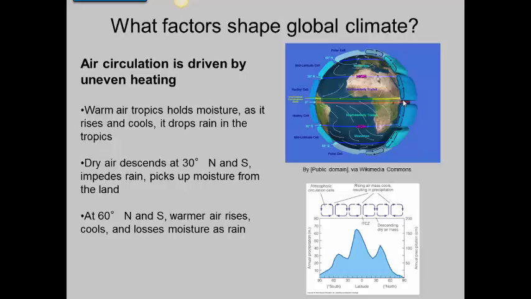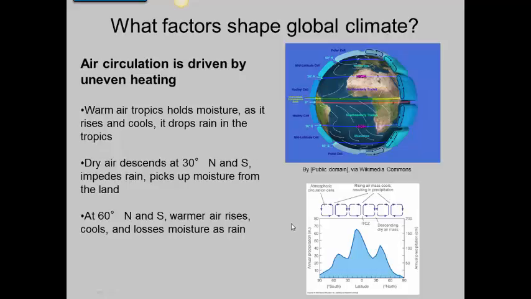So the upper parts of the atmosphere, at least the lower part of the atmosphere where we live, the troposphere, are cooler. And cold air can't hold as much moisture as warm air. So at the tropics, we have these warm, moist air masses rising and then cooling. And as they cool, the water that's held in that humid air condenses and it falls as rain.